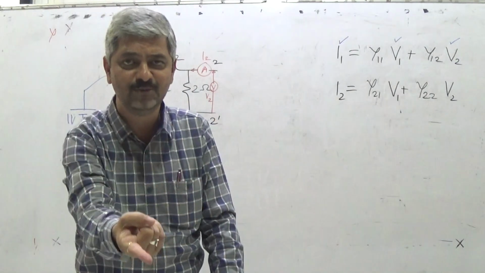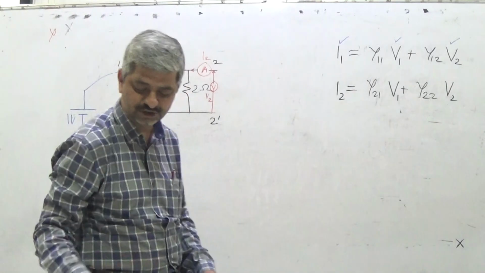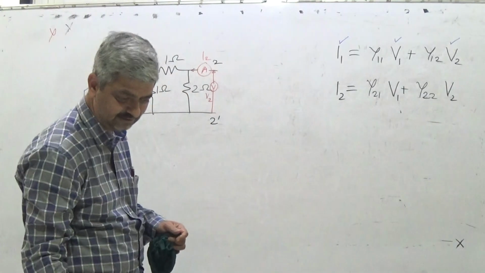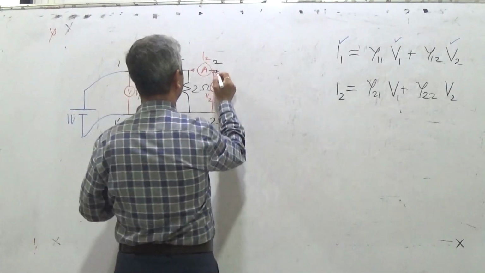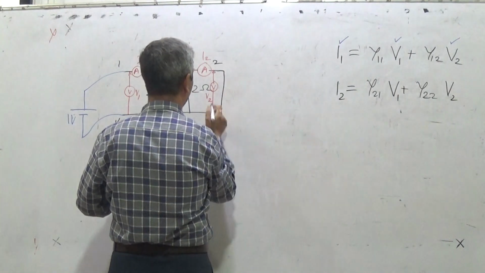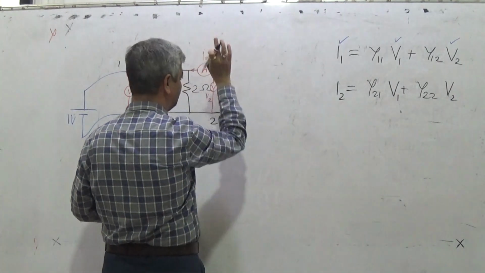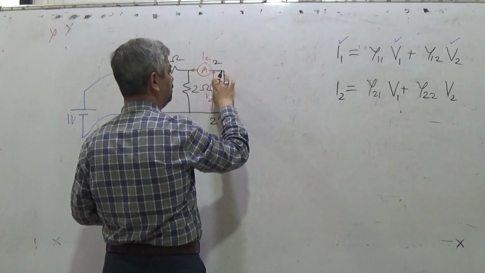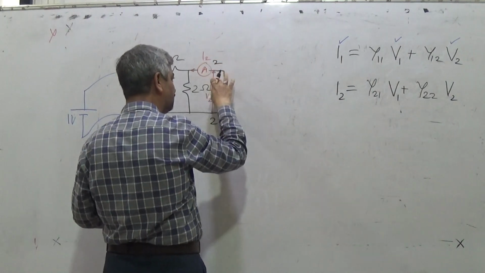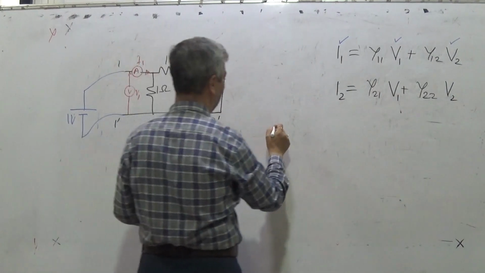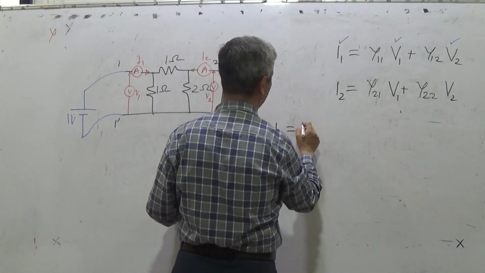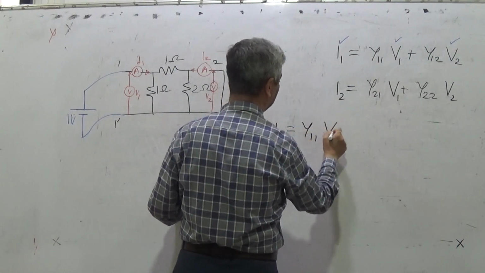How can we make V2 0? Short it, no problem. So just put a short here. Regarding I2, you need not bother. When you put a short, this will show you 0. When this shows you 0, the first equation will give me I1 is equal to Y11 V1.